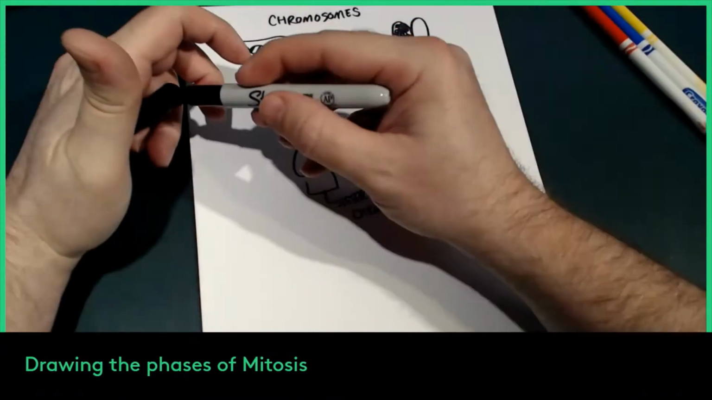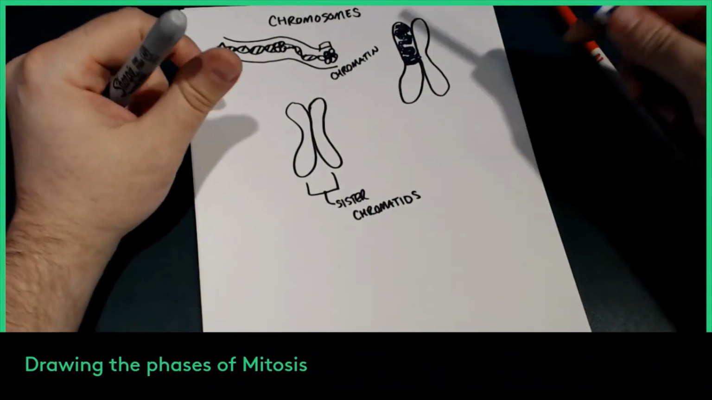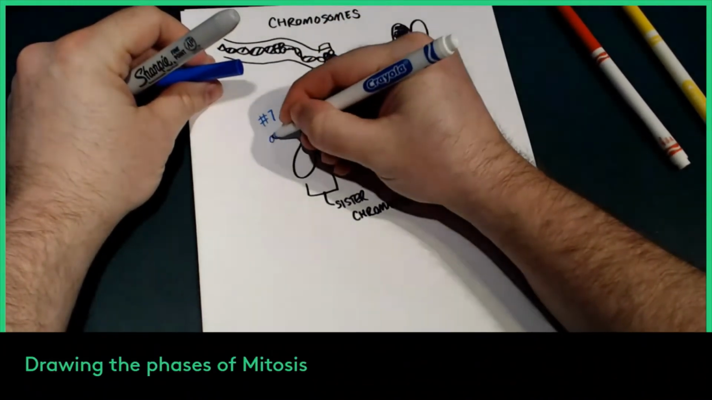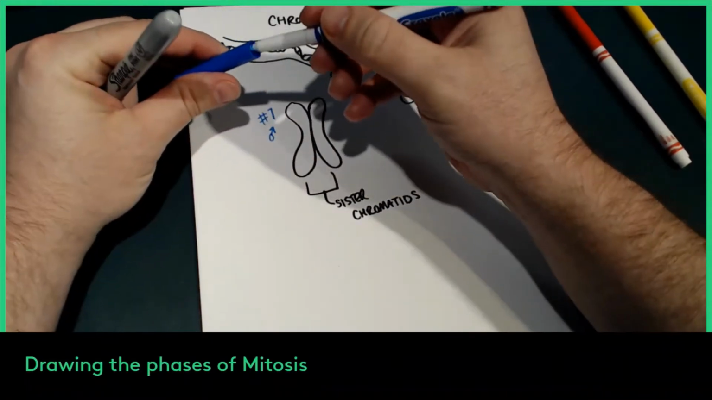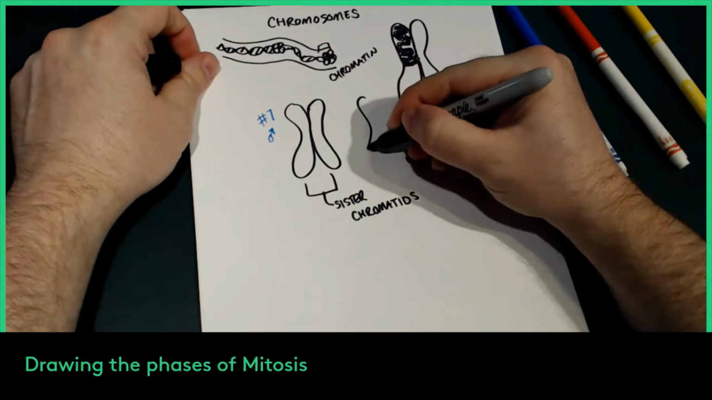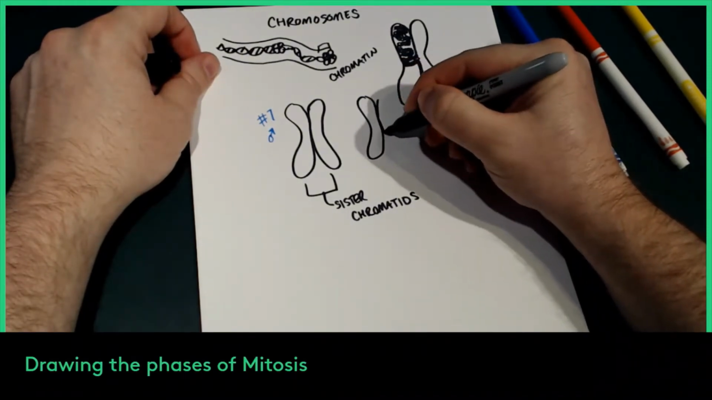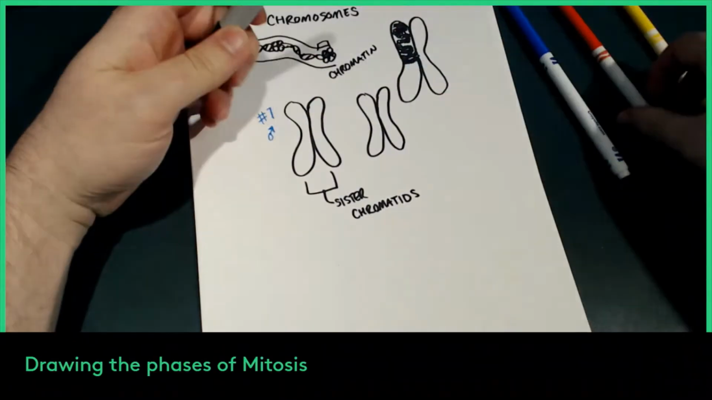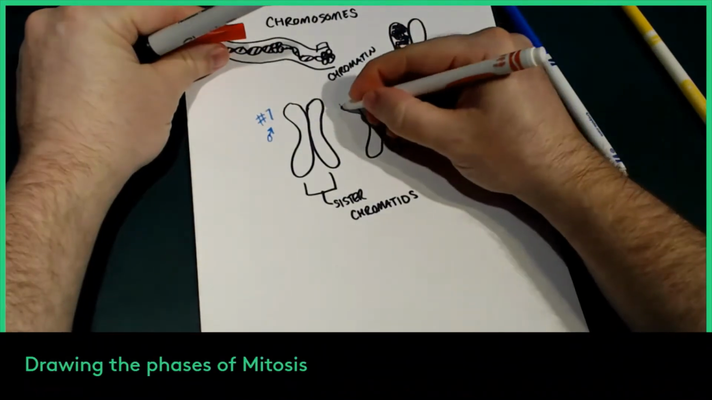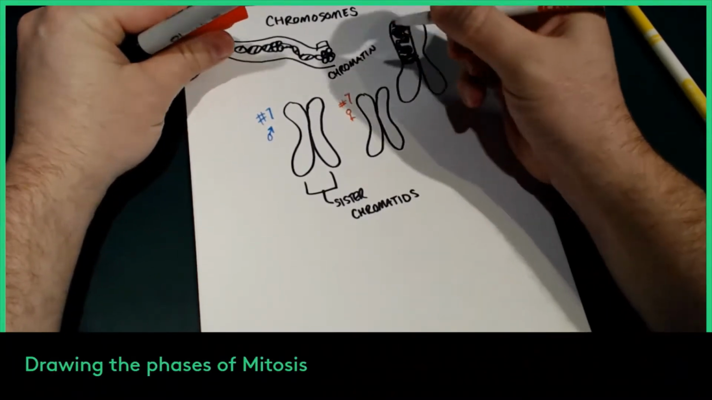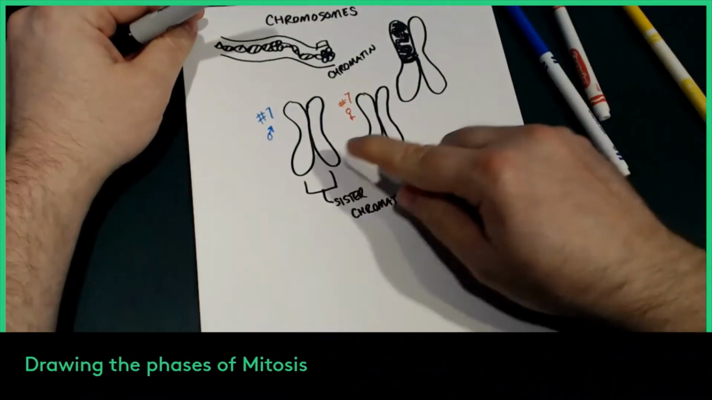Maybe this chromosome right here, let's just pick one. Maybe it's like number 7 from my dad. Okay, and now let's draw another chromosome. Let's draw number 7 from my mom, maybe. So this is the exact same chromosome right here, only this one is from my mom. So these are my chromosomes right here.